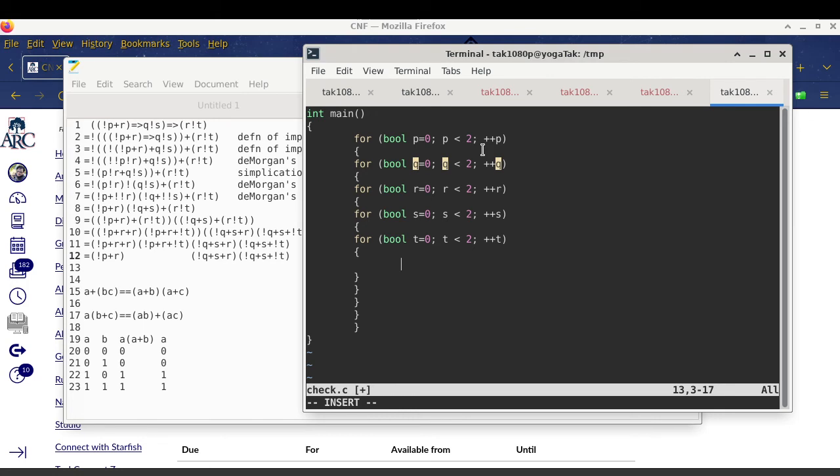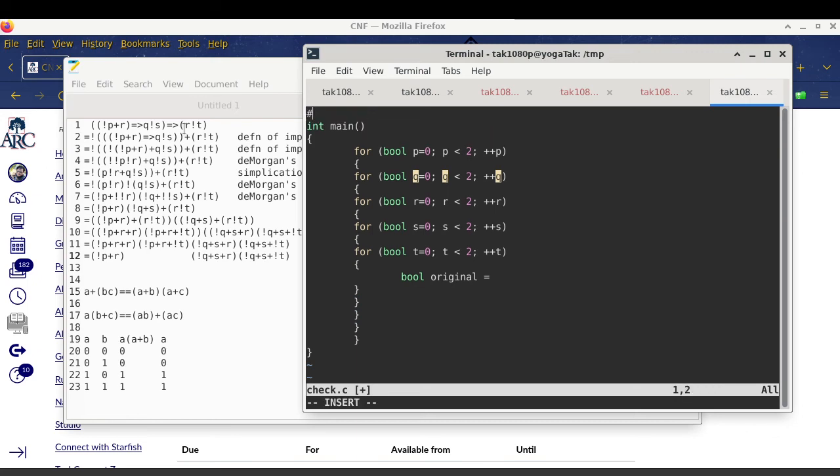We'll say bool original, and then we'll express the original using this particular notation. We don't have implication, so I'm going to define a macro here and say implies(x, y), so it becomes (not x) or y. And it's good to put parentheses around everything, so this way they can nest and I don't end up with a problem, as I would without the parentheses. All right, so the original is what?